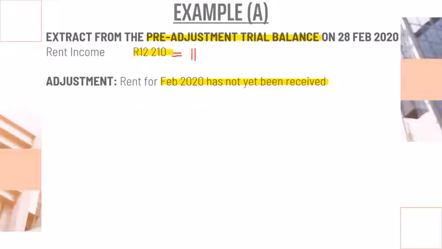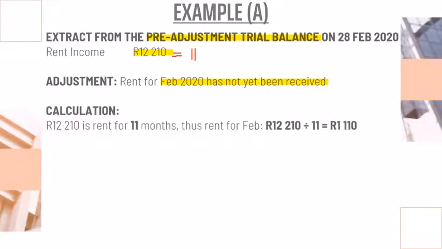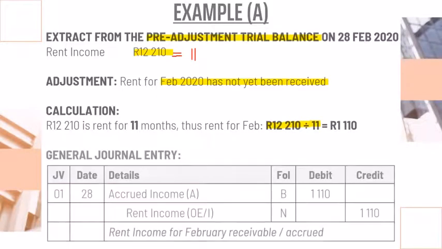So you have to quickly go and calculate the value for the rent for February 2020 because we have to go and record it. It must be on this year's income statement. How do you calculate it? You divide the 12,210 Rand by 11 because it only reflects 11 months, which shows us that we still need to receive 1,110 Rand of rent for February.